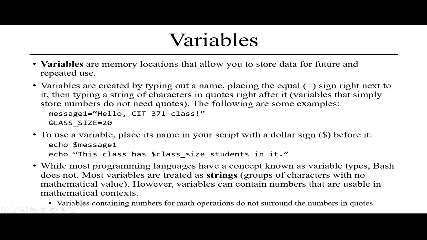You can also write your variables in all caps or lowercase. You can also do camel case where your variable is multiple words. You don't put spaces between the words, but you separate them by capitalizing every subsequent word after the first one. It should be noted that programming languages generally have variable types, but Bash does not. Generally, most variables are treated as strings. So in other words, they're groups of characters with no numerical values. But like I said, if you don't put a number inside quotes, it could be used in mathematical contexts.